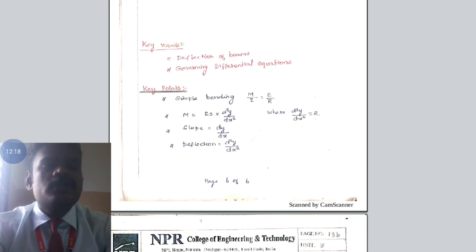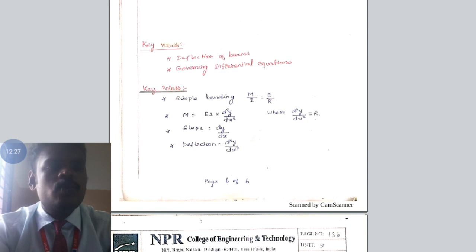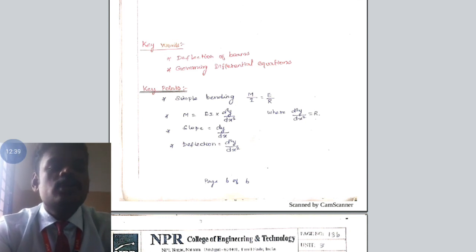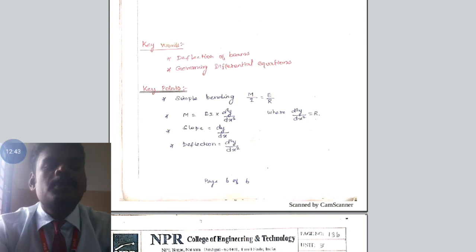In general cases, we normally calculate deflection in mm or centimeter, and the governing differential equation is given by M is equal to EI into d square y by dx square, where d square y by dx square is equal to 1 by r. Instead of 1 by r, we substitute d square y by dx square, and the formula becomes M is equal to EI into d square y by dx square. The slope is denoted by dy by dx, and deflection is denoted by the letter y.